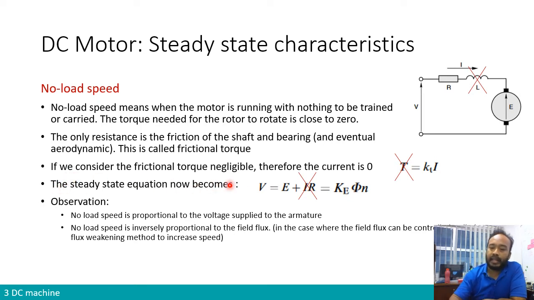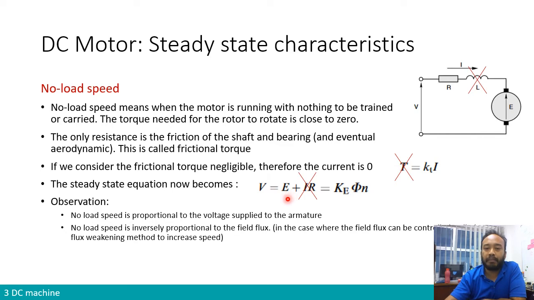If it is 0, then our equation in our equivalent circuit, which was just now reduced to V equals E plus IR because the inductors have no effect in steady state, now, in steady state and no load, the IR part can also be eliminated. Why? Because the current is considered to be 0. Therefore, the product IR is also 0. So the voltage equals the back EMF. So the voltage that you need to supply in order to rotate your machine at a constant speed with no load will equal the back EMF.